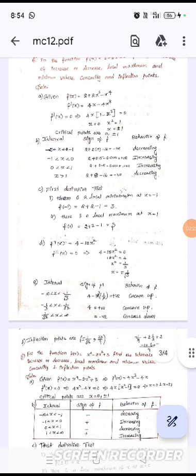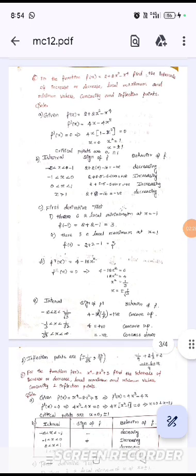So our example sum is: for the function f of x equal to 2 plus 2x squared minus x power 4, find the interval of increase or decrease, local maximum and local minima values, concavity and inflection points. Our first question is find critical values. Given function f of x equal to 2 plus 2x squared minus x power 4, first derivative f dash of x equal to 4x minus 4x cube.